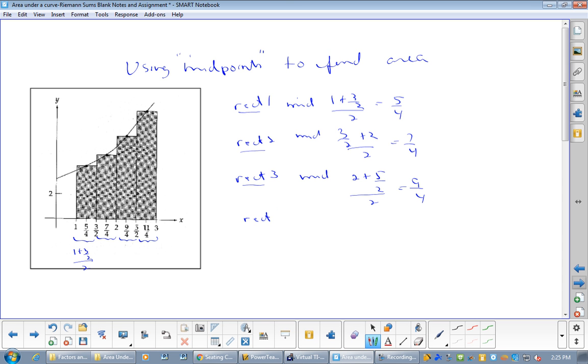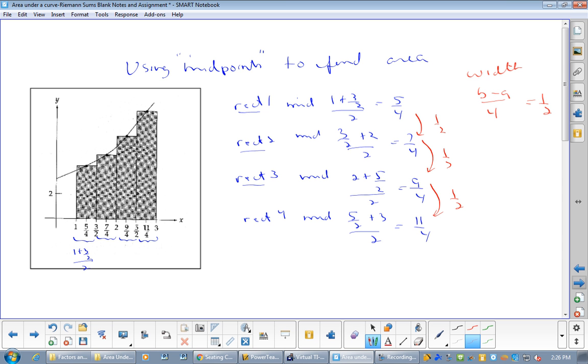And for rectangle 4, the midpoint is (5/2 + 3)/2, which gives me 11/4. Now, the width is (b - a)/n, which is 4 rectangles again, so that's still going to give us 1/2. And it should make sense that these are all 1/2 apart. So you can actually just find the first one and keep adding a half, but you might make a mistake, so it is a way to check it.